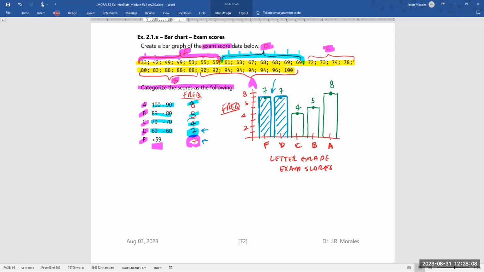And then for a C, that had a frequency of 4. So around this tick mark for a C, we're going to draw a bar around it, and it's going to go as high as 4 on the y-axis. So that's going to be up to here. All right, and for a B, it has a frequency of 5. And for an A, we have a frequency of 8.